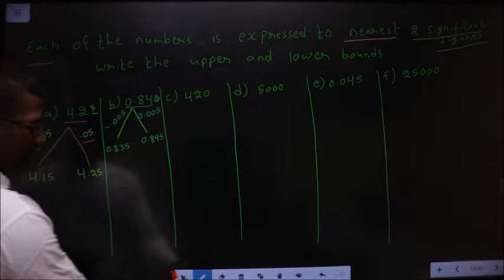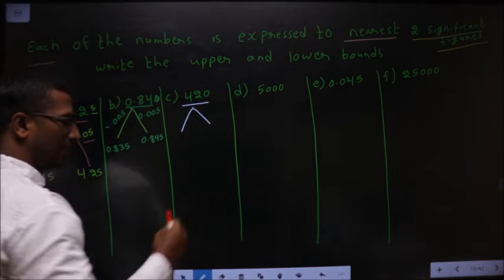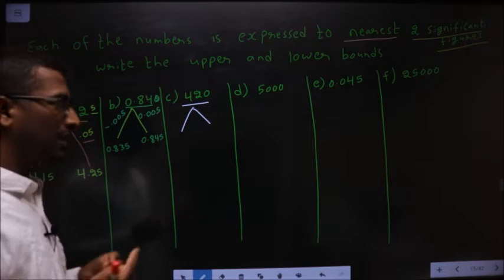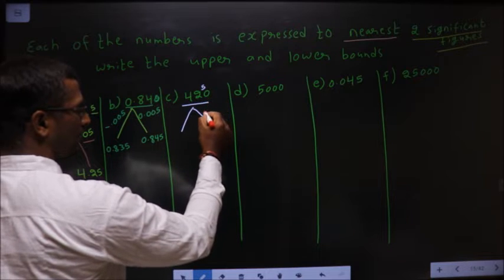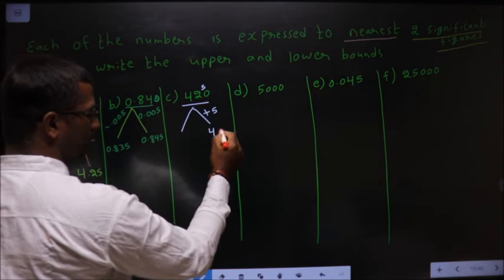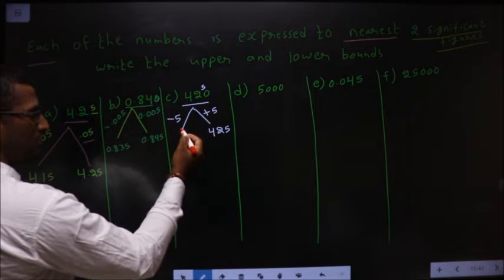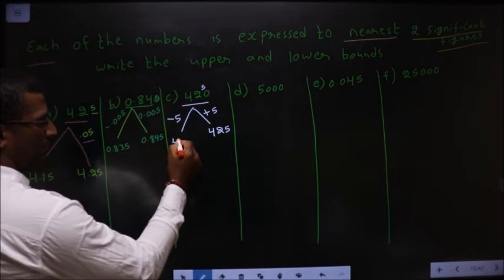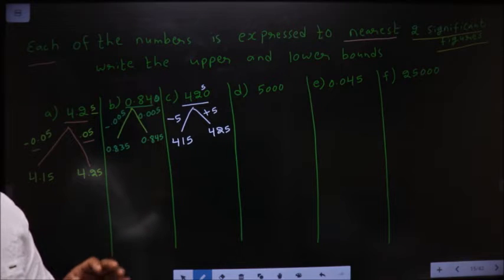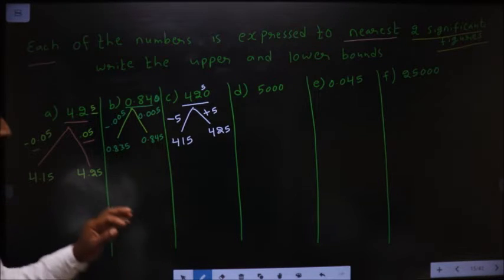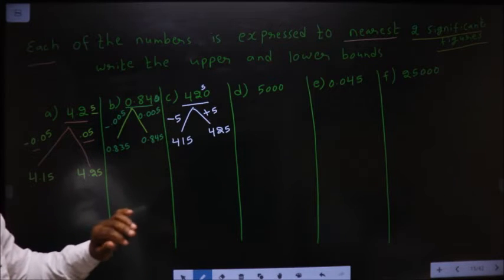Okay, next. Now, here also two significant figures. I have to make it 3. That could only happen if I have a 5 here. So to get a 5 here, I should add 5. Clear? When you are adding 5, subtract 5 also to get the lower bound. So we get 415. Clear? For significant figures, there is not a specific number to add or subtract. Depending on the number, we decide what we should add or subtract.